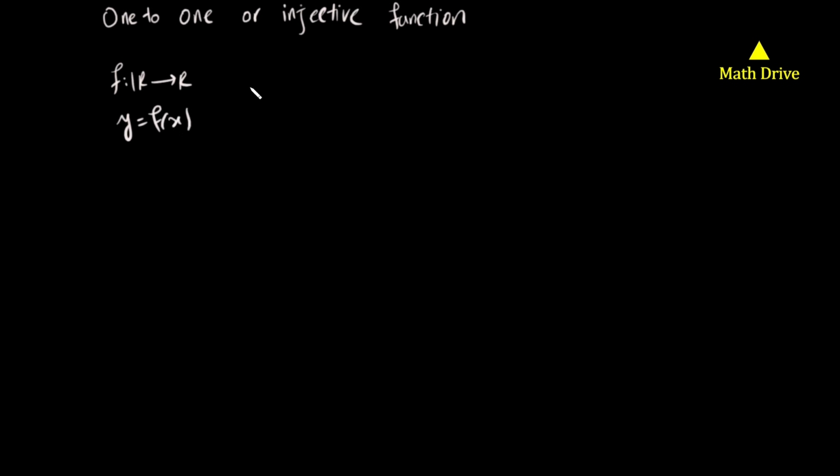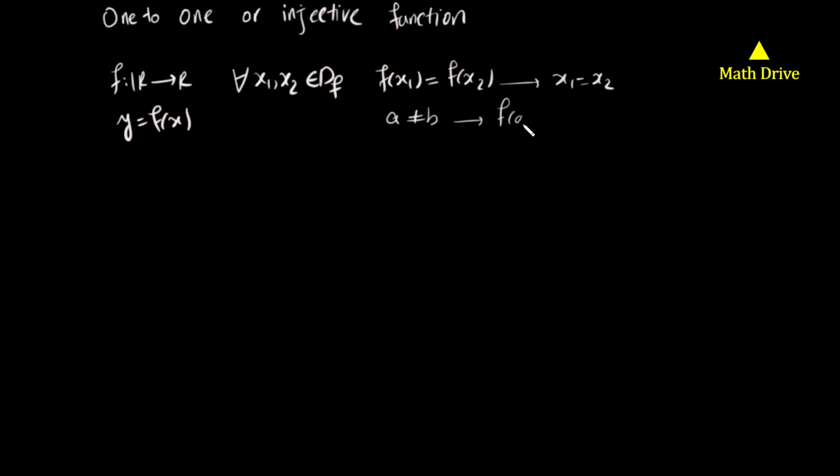The function is one-to-one or injective if, for any x1 and x2 from the domain of the function, if f(x1) is equal to f(x2), we can conclude x1 is equal to x2. And equivalently, if a is not equal to b, we can conclude f(a) is not equal to f(b).